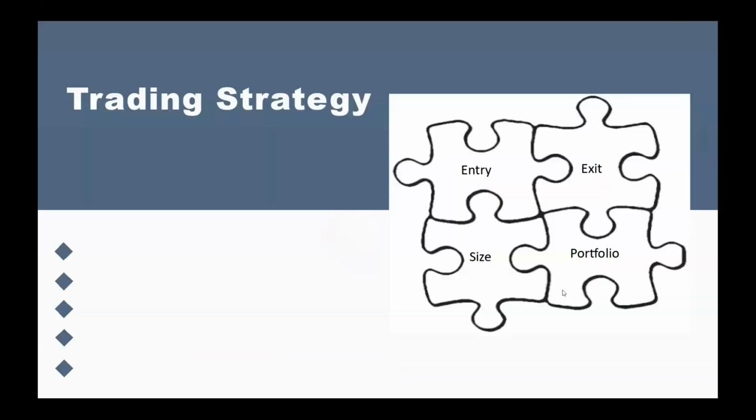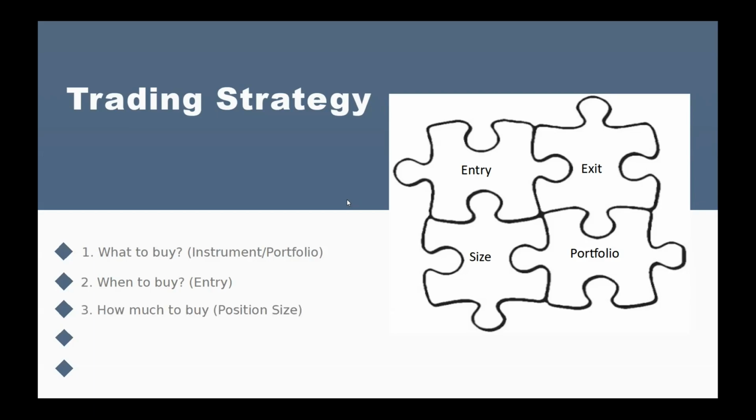So let's start. Each trading strategy, and in fact, also each investment strategy, contains the following puzzle pieces. The first is what to buy, which instrument, or in portfolio trading, which portfolio we would like to trade. The second thing is about timing, when to buy. It's the entry. The third is how much to buy, because I think you won't want to buy only one share of Apple or Tesla. So you have to do a good position sizing. That's puzzle piece number 3. And the fourth puzzle piece is the exit. When to take profit, when to sell.